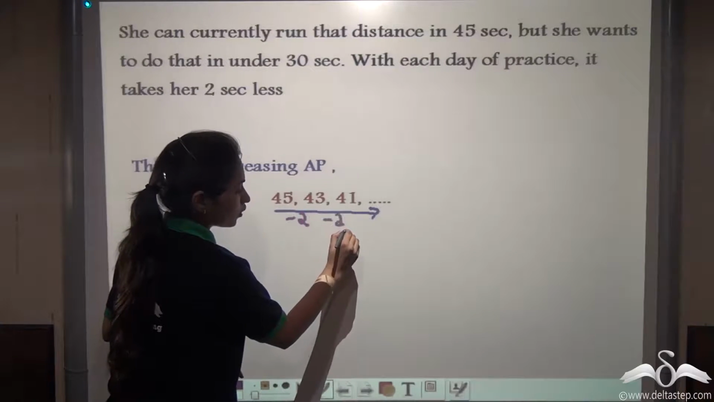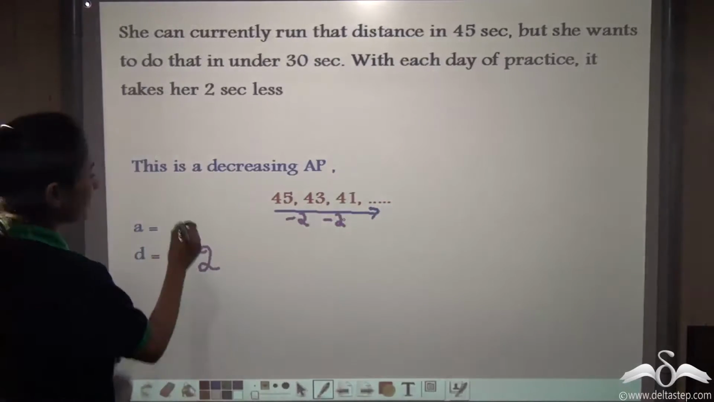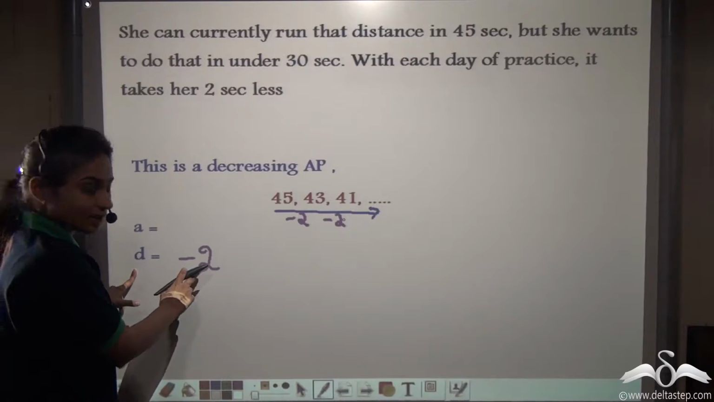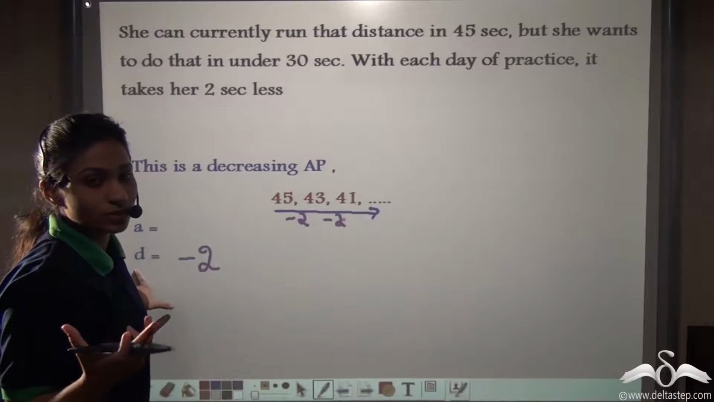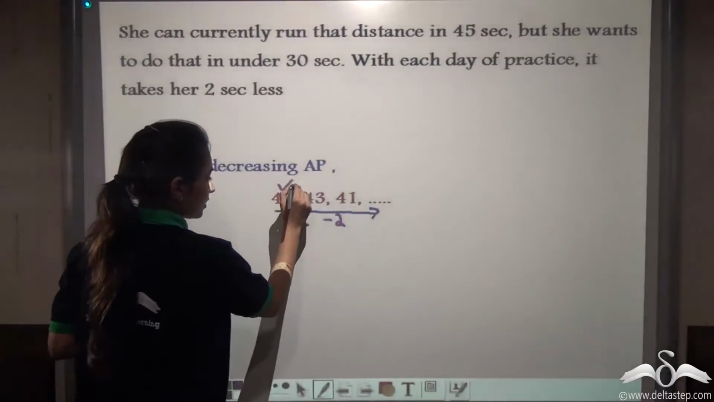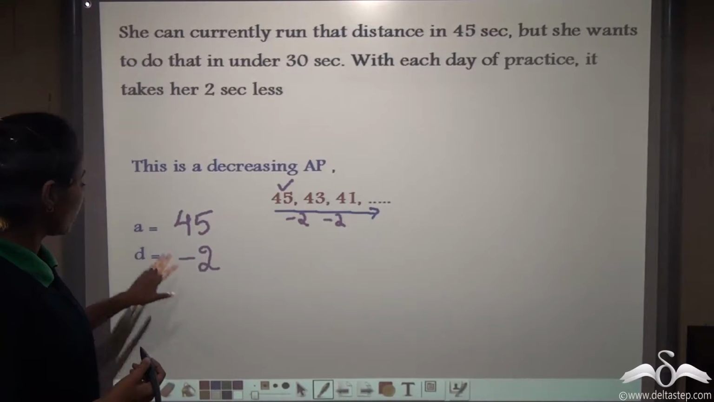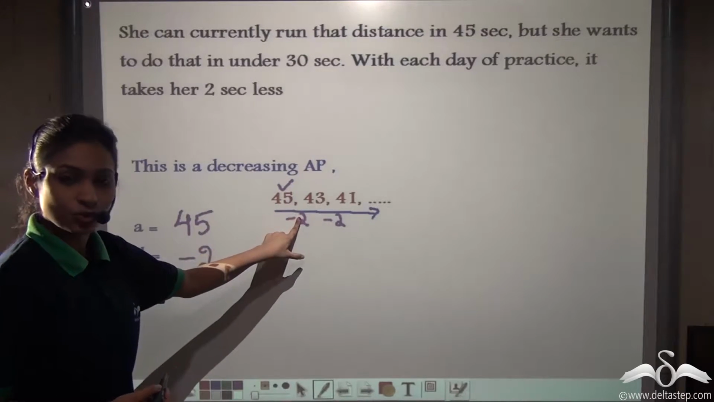Now 43 minus 2 gives you 41. So this is going on in decreasing. So you can say that this is a decreasing AP. Now we found out the common difference, that is minus 2. What about a? A, you know that it is called the first term of an AP series. So the first term of this AP series is 45. So now we know that the first term is 45 and the common difference is minus 2.